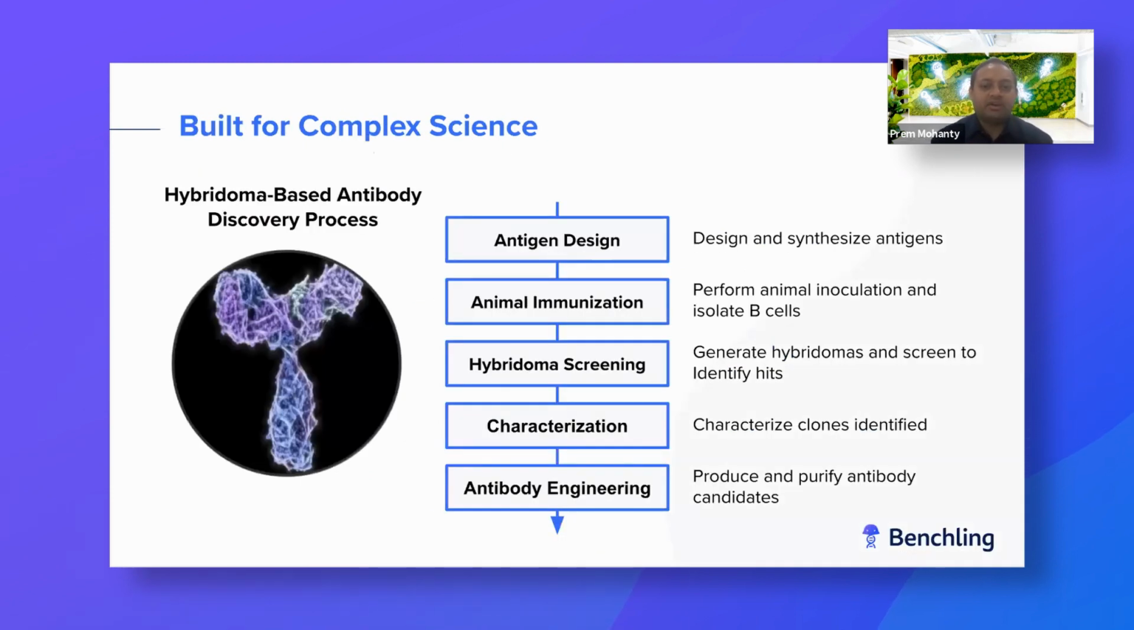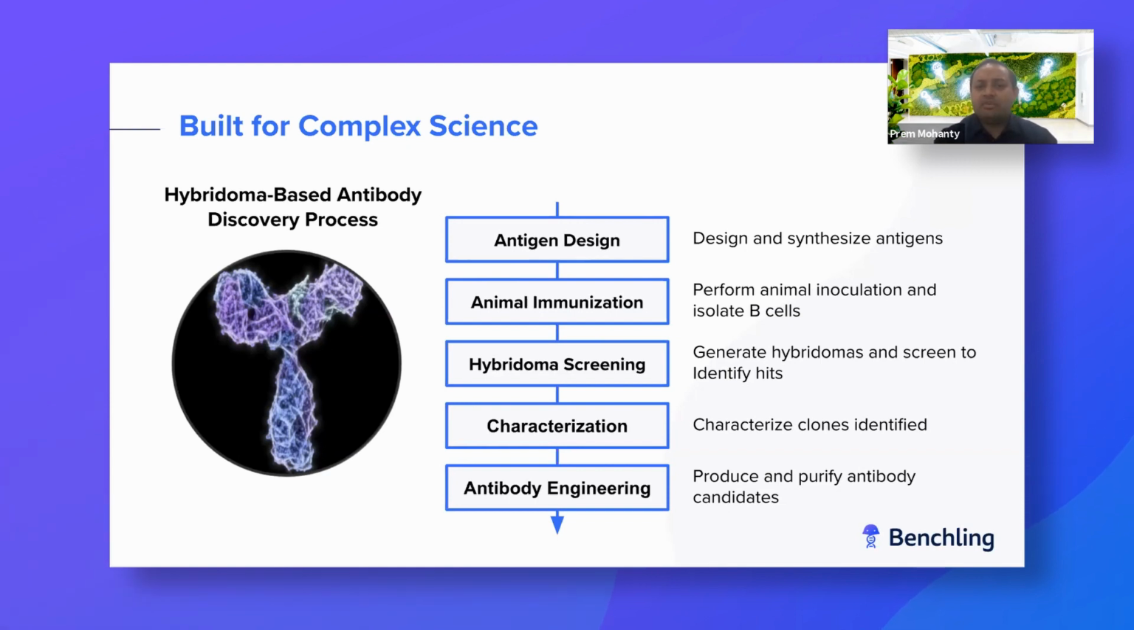So what does it mean to be built for complex science? There has to be alignment between experimental workflow and the way that the underlying biological entities and samples are modeled. As an example, in the case of a hybridoma technology-based antibody discovery process, the science here generally involves antigen design to selecting and creating immunogens relevant to the target you are going after, followed by animal immunization in transgenic mouse to generate the antibody-producing B cells. Then you do cell fusion, selection, and screening to select the ideal clones. And then you characterize the clones produced. And finally, you might do antibody engineering to produce the actual antibodies of interest.